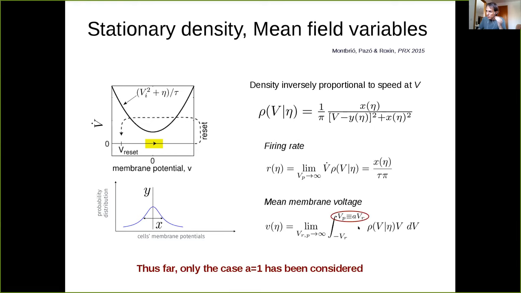And now, notice that VP is written as a constant, a real positive number that multiplies VR. Thus far, only the case A equal 1 has been considered. So in the theory that I will now develop, only the case from minus VR to VP has been taken into account, but one can also perform this integral for arbitrary limits, taking the peak and the reset values at different places, and this will account for the effect of asymmetric resetting of the cells.